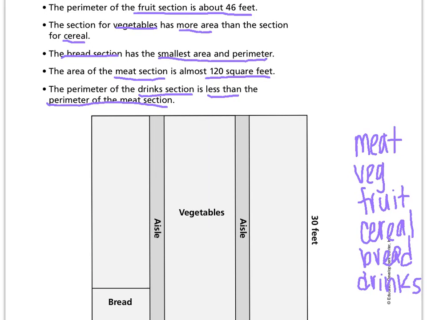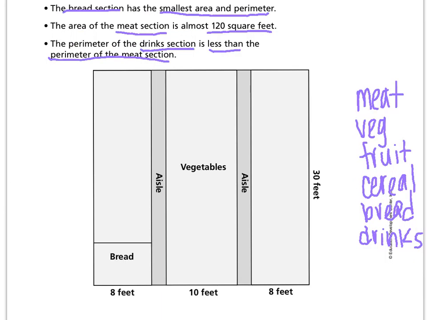Let's start with the first clue, that the perimeter of the fruit section is about 46 feet. You need to use the information down here in order to add up to 46 feet. I know that if I had 8 feet plus 8 feet for the top and the bottom, that would be 16 feet. 46 minus 16 feet would be 20 feet, so each side would have to be 10 feet. So looking at that, I could cut this and say that this is going to be the fruit section because it's 8, 8, 10, and 10.